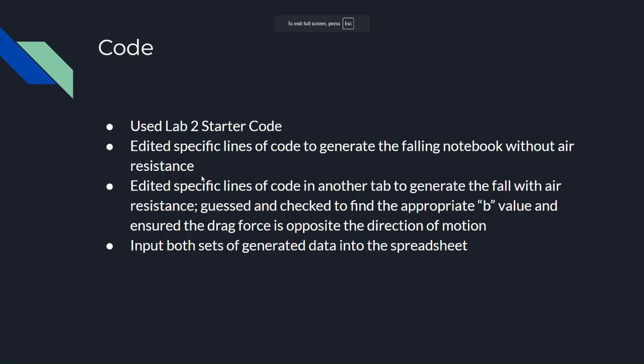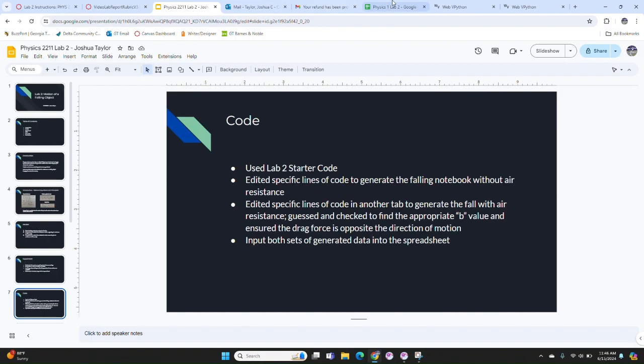We use the Lab 2 starter code and edit specific lines of code to generate the falling notebook without air resistance. And then we do the same process, but we add in air resistance and guess and check to find the appropriate drag coefficient B value. And we ensure that the drag force is opposite to the direction of the motion of the notebook. We input both sets of generated data into the spreadsheet.